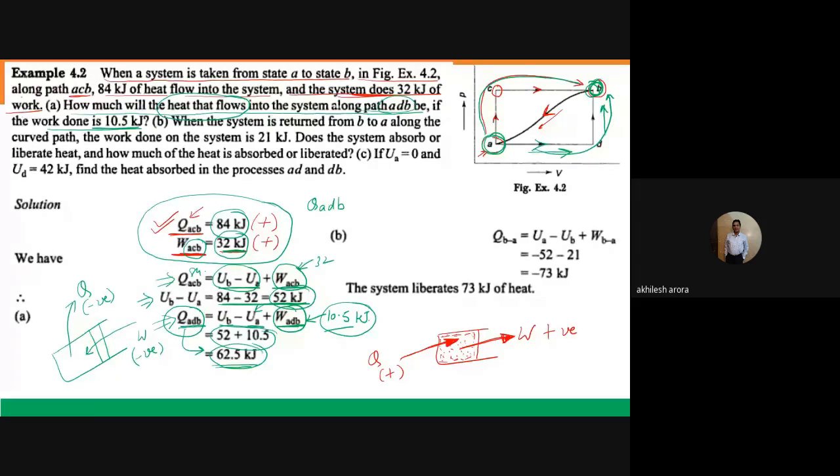All right. The second part, you read it from here. When the system, just a minute.